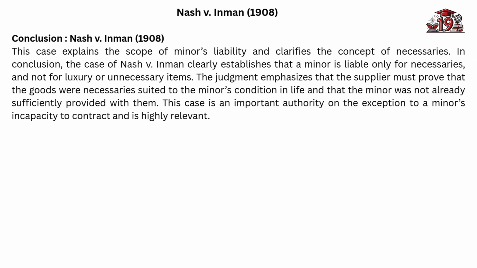Conclusion: Nash v. Inman, 1908. This case explains the scope of minors' liability and clarifies the concept of necessaries. In conclusion, the case of Nash v. Inman clearly establishes that a minor is liable only for necessaries, and not for luxury or unnecessary items. The judgment emphasizes that the supplier must prove that the goods were necessaries suited to the minor's condition in life and that the minor was not already sufficiently provided with them. This case is an important authority on the exception to a minor's incapacity to contract and is highly relevant.